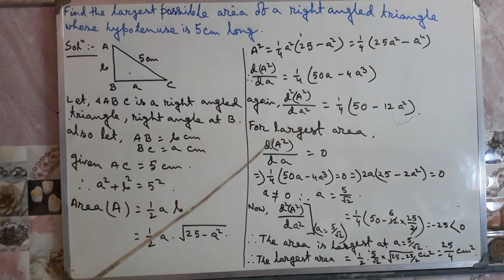Okay, now for the largest area, the first order derivative of the square of the area will be equal to 0. From that we will get a is equal to 5 by root 2. For a equal to 5 by root 2, the second order derivative we get is negative. That means the area is largest at a equal to 5 by root 2, and for that value of a, putting the value of a in this expression, we get the largest area equal to 25 by 4 centimeter square.